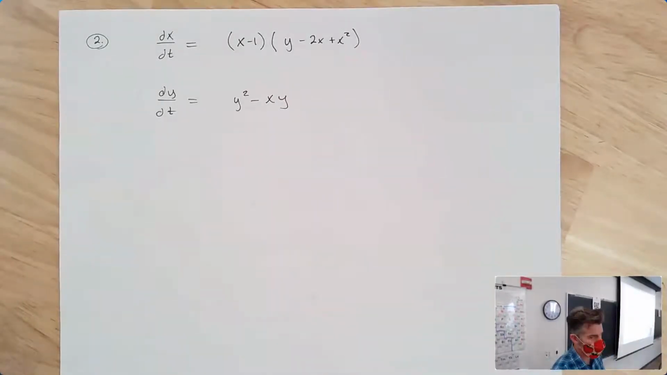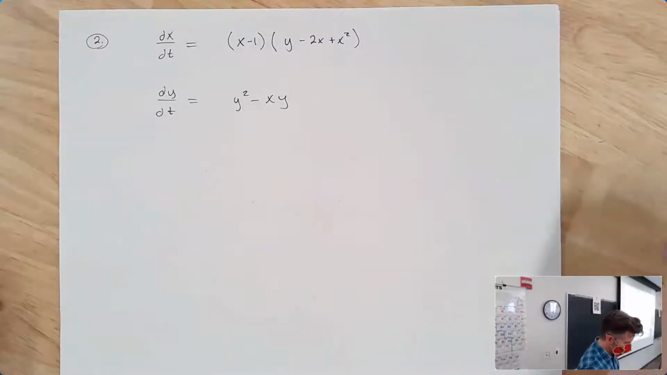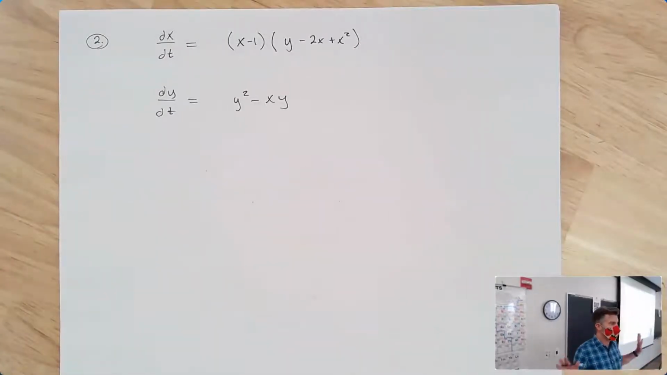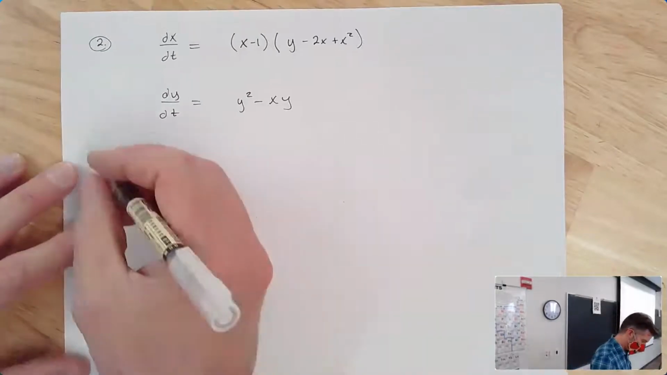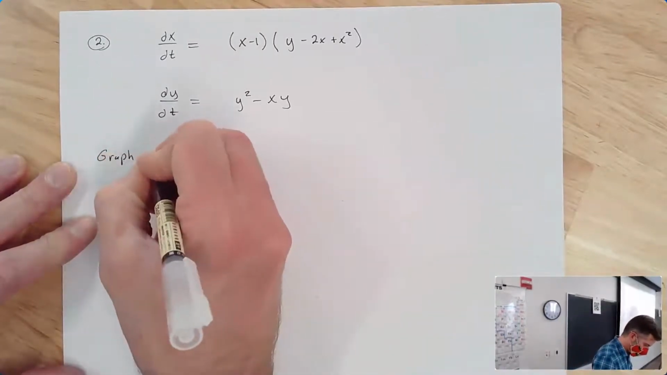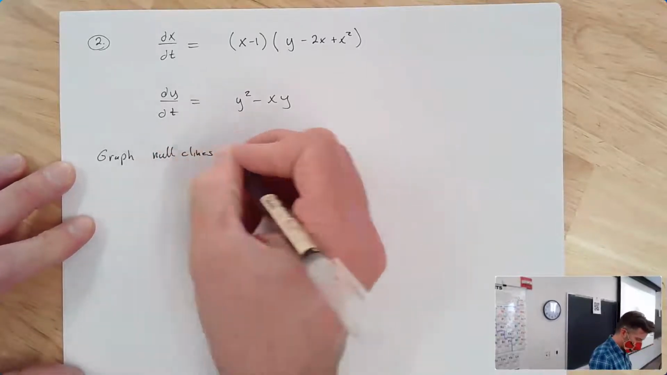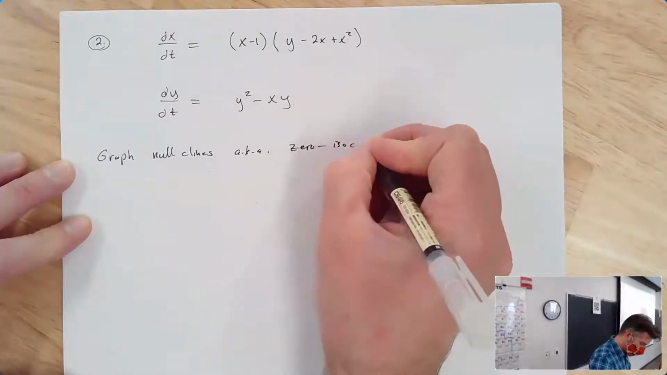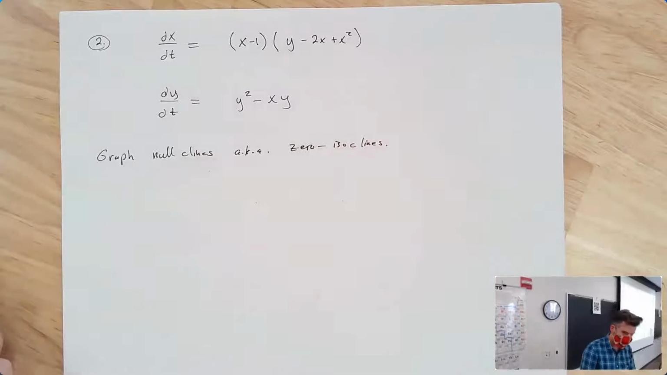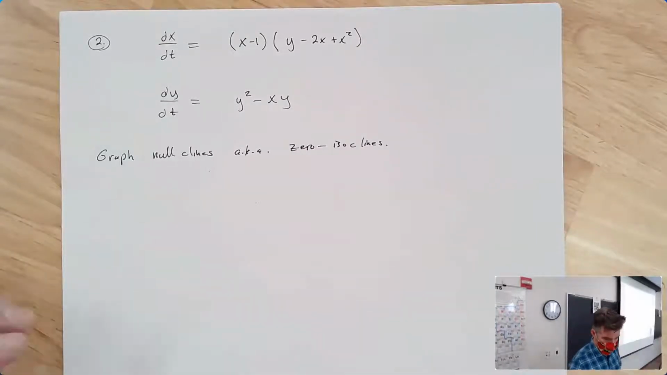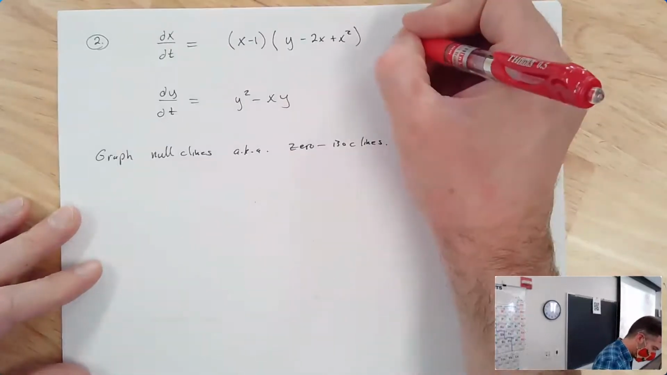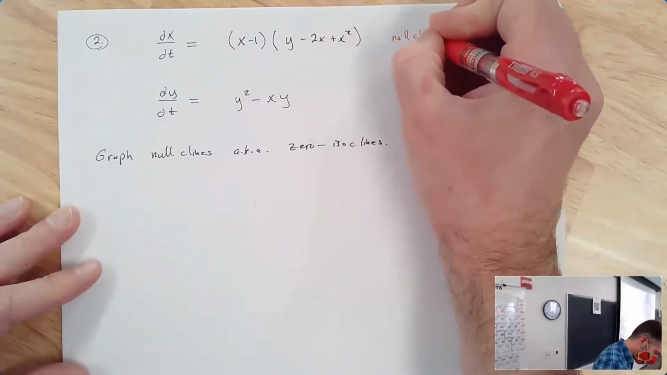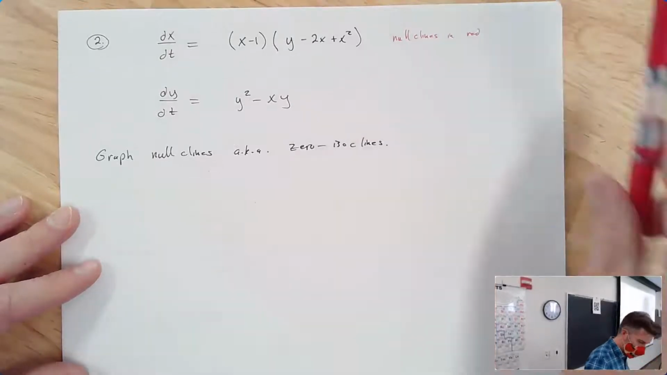So here are our 2 nonlinear differential equations. And first thing we're going to do, let's just graph the nullclines, also known as the zero isoclines. Same thing. And I would encourage you, if you have the ability, to draw them in different colors. It's going to be helpful in my opinion. So I'm going to draw the dx/dt nullclines in red, and the dy/dt ones in green.